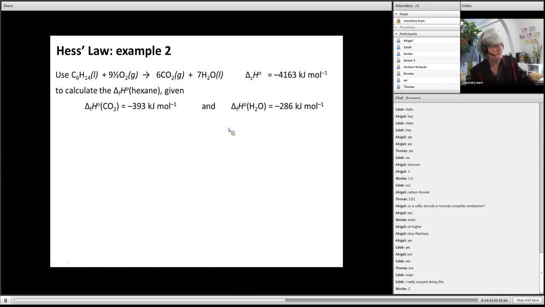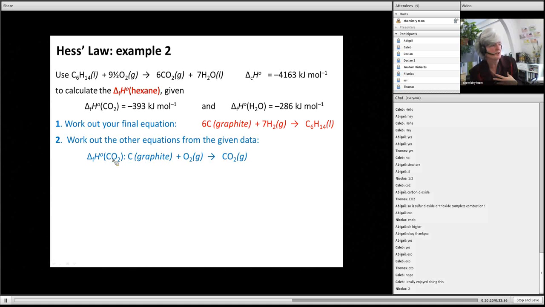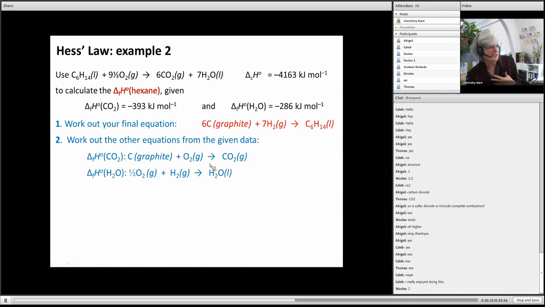So now, very quickly going through it, you would say, what is the equation I'm aiming for? So can I write the heat of formation of hexane? So it's one hexane molecule on the right-hand side and carbon and hydrogen only on the left-hand side. Okay, so these are my 6 carbons, 7 hydrogen gases, because it's always in the standard state to form my hexane. Then you just write your other ones down from the given data. So my heat of formation of carbon dioxide is carbon with oxygen. The heat of formation of water is half O2 plus H2 goes to H2O.